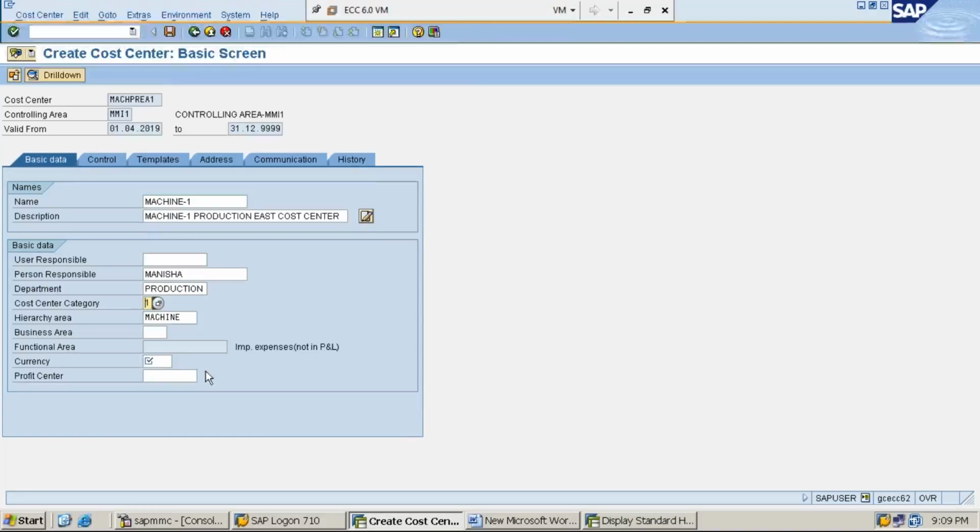Okay. Then currency, give INR. Currency INR. Click on save.